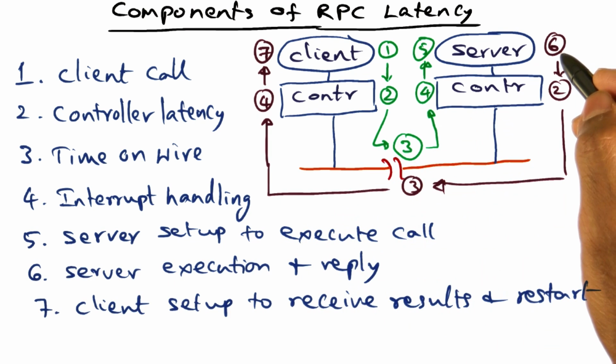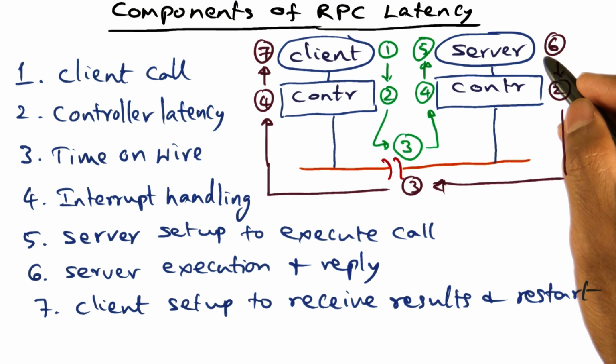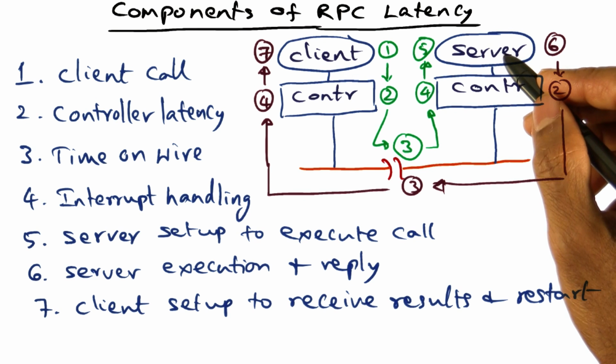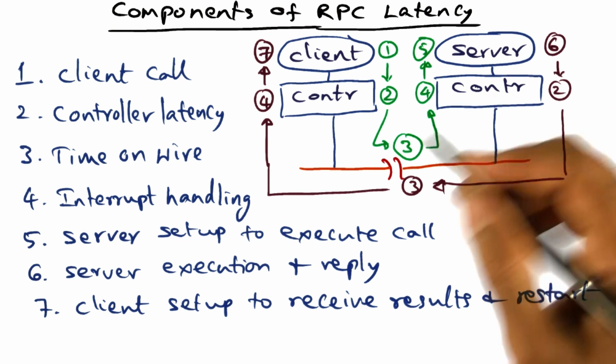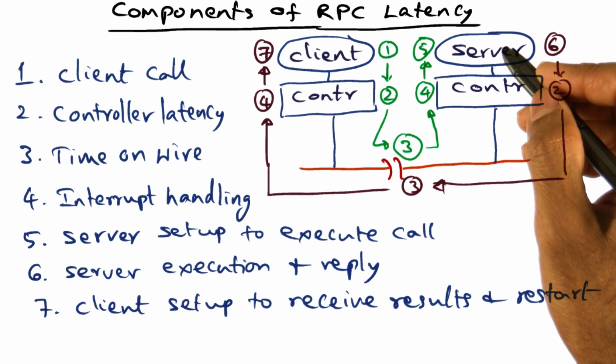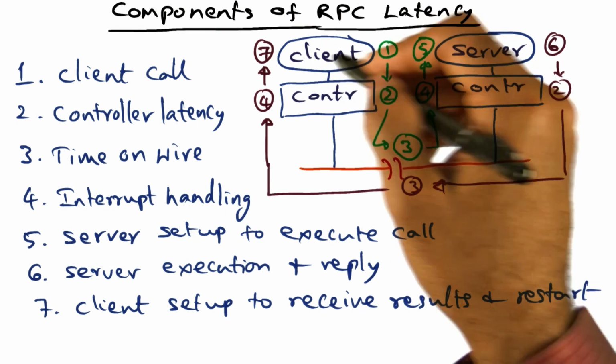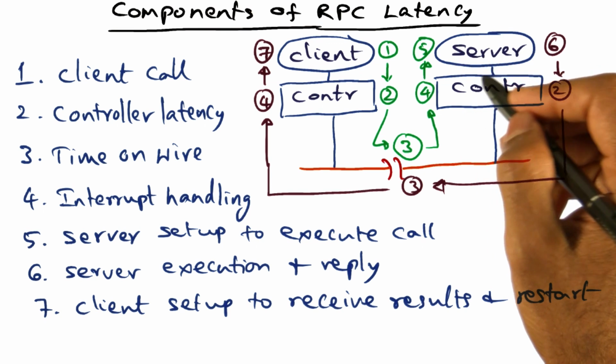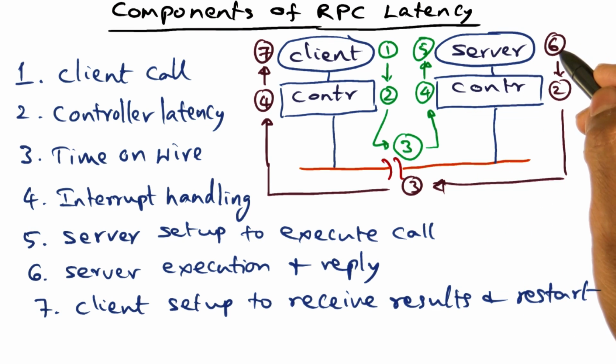So step number 6 is server execution, meaning that it is actually executing the procedure. And of course, this is not under our control as operating system designers, because at this point, the amount of time that the server is going to execute this procedure depends really on the logic of the program that has been written as a client-server program. And then finally, once the server procedure has completed execution, it says, okay, I'm ready to send the reply back to the client, and that's where we pick up again.